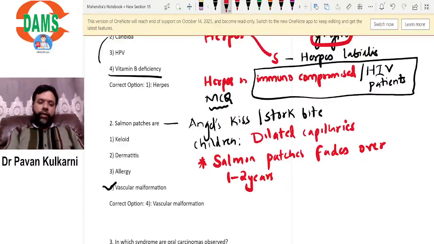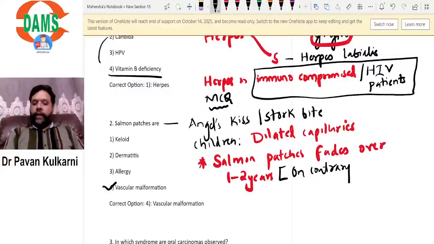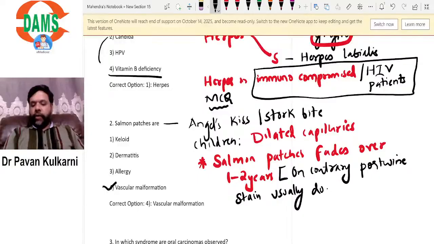On the contrary, just write down here what you have to remember. What is port wine stain? It is a type of hemangioma. Port wine stain usually does not fade. This is the point you have to remember.